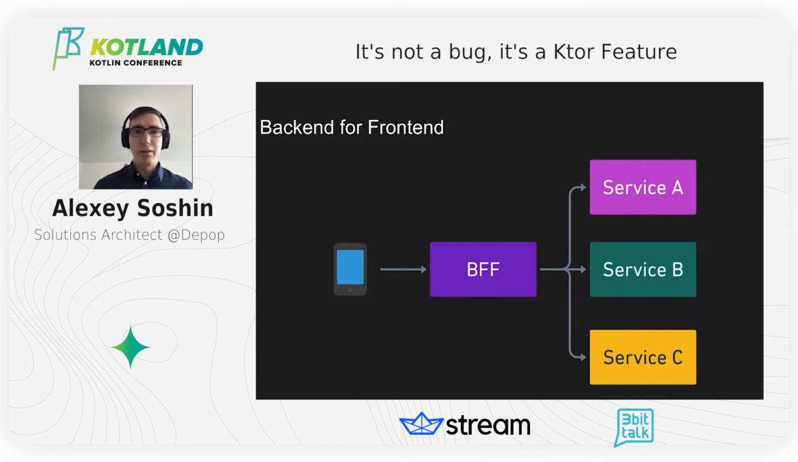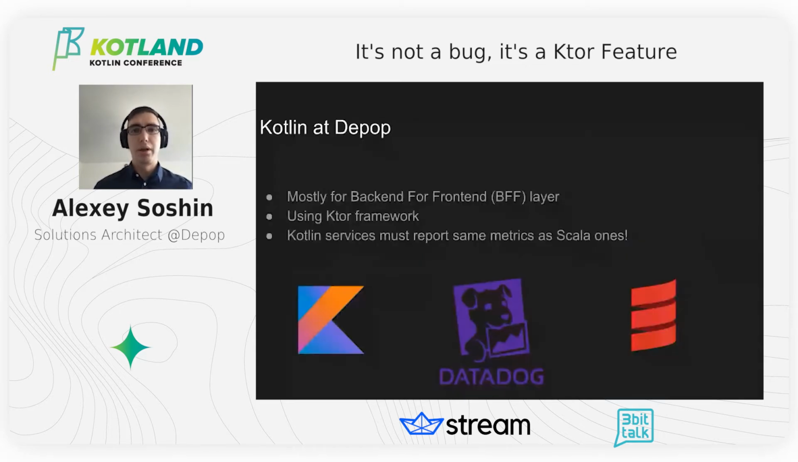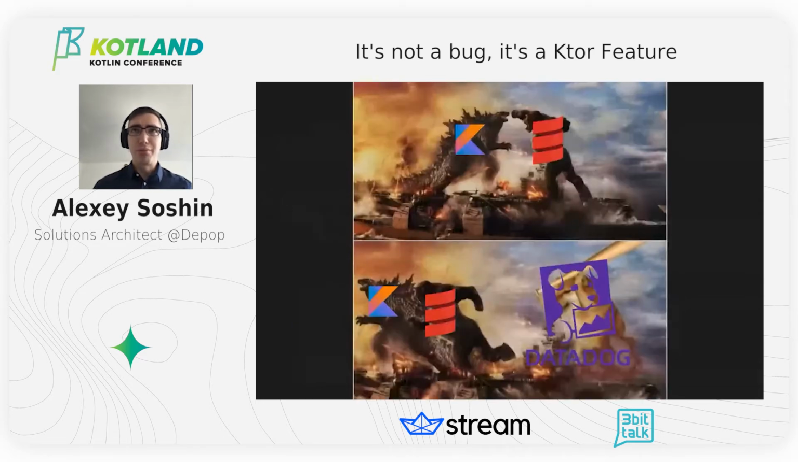One of our main requirements from this experiment was that the new services would report the same metrics as the Scala ones. We have a lot of tooling built around our monitoring, like auto-generated Datadog dashboards, and ideally, we wanted to reuse all of it. So our main problem wasn't really Kotlin and Scala. Our real problem was the Datadog.